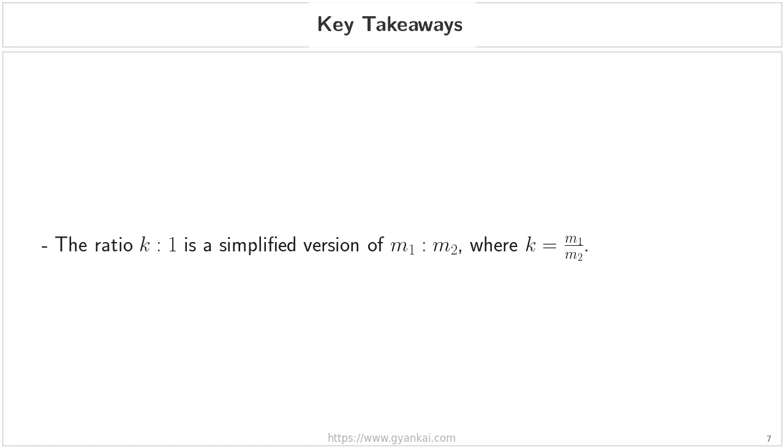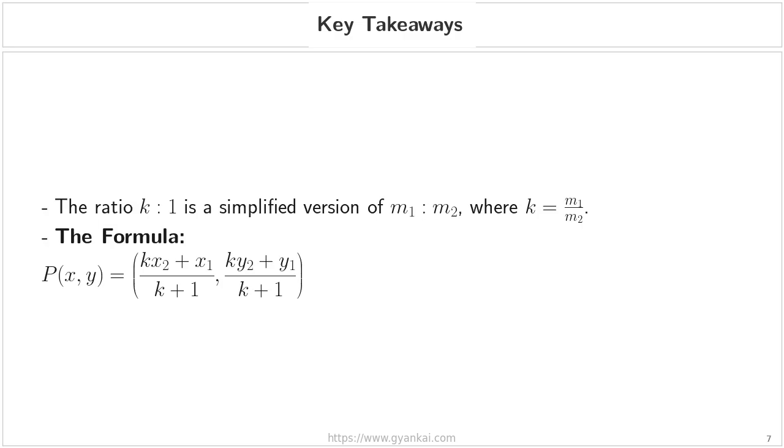Key takeaways. First, remember that the ratio k/1 is not a new concept, but rather a simplified version of the m1 to m2 ratio we studied previously, where k is simply equal to m1 divided by m2. Next, let's keep the simplified formula front and center in your mind. The coordinates of point P, which are x and y, can be found using the formula. X equals the quantity k times x2 plus x1, all divided by k plus 1, and y equals the quantity k times y2 plus y1, all divided by k plus 1.